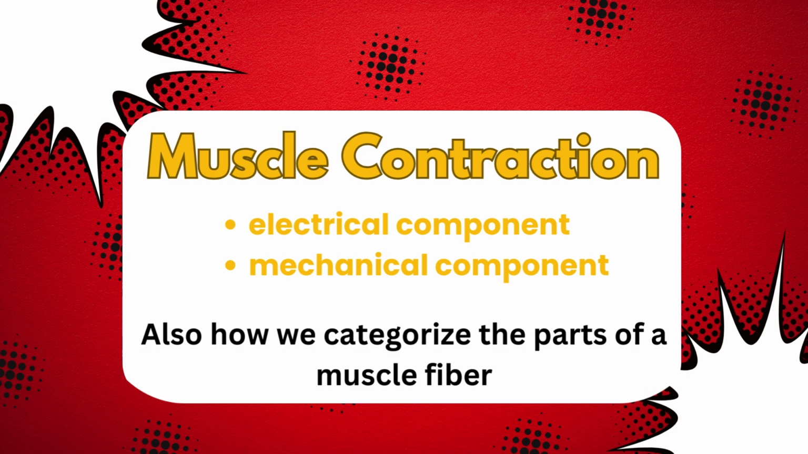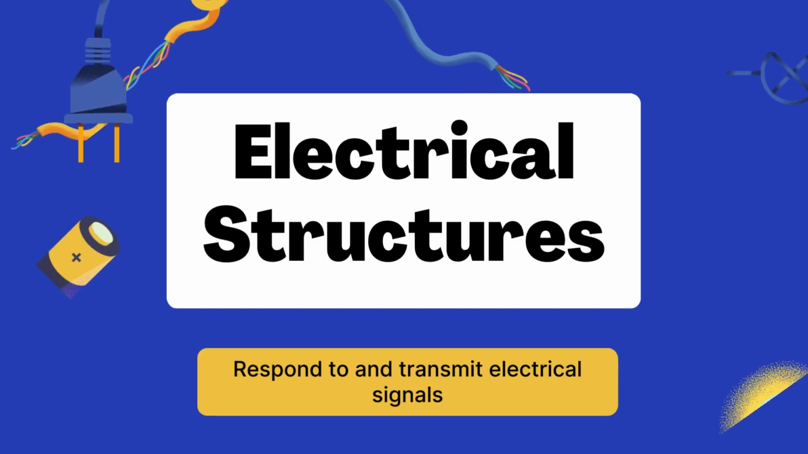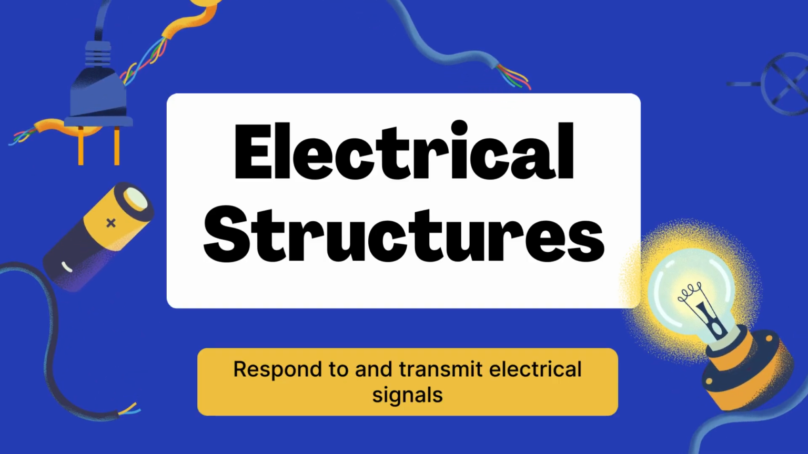A muscle contraction has both an electrical and a mechanical component. So the remainder of the structures in a muscle fiber will be categorized into the role they play in a muscle contraction. We will first learn the electrical structures. Electrical structures are the muscle fiber components that respond to and transmit electrical signals.